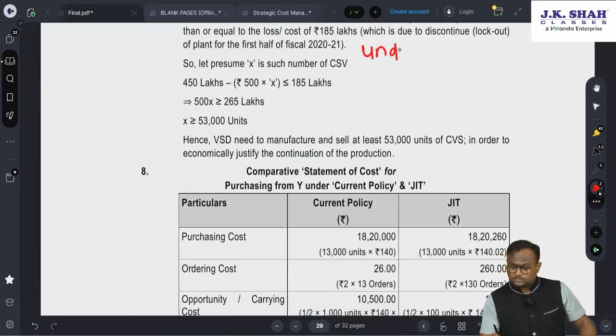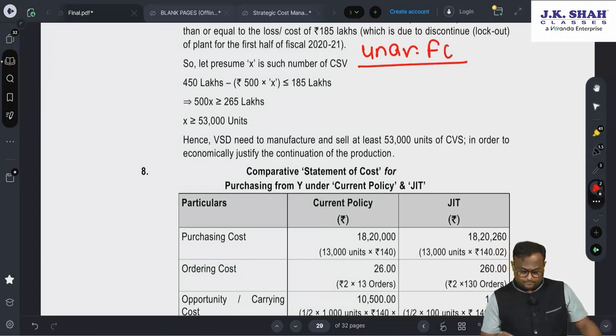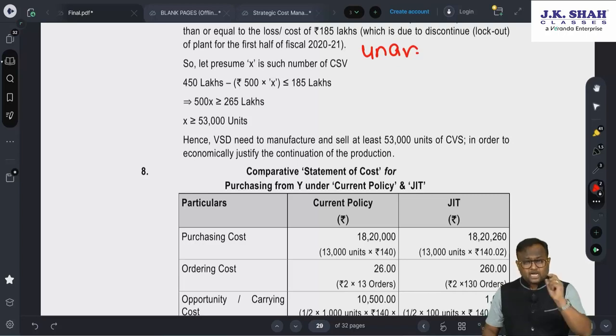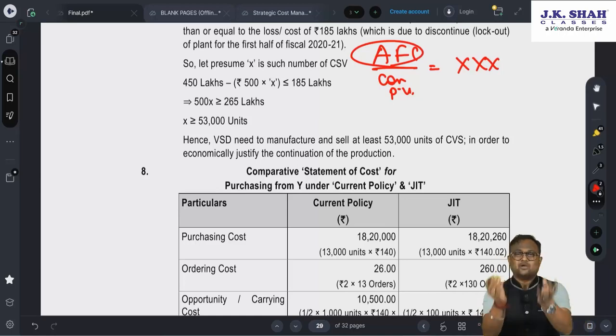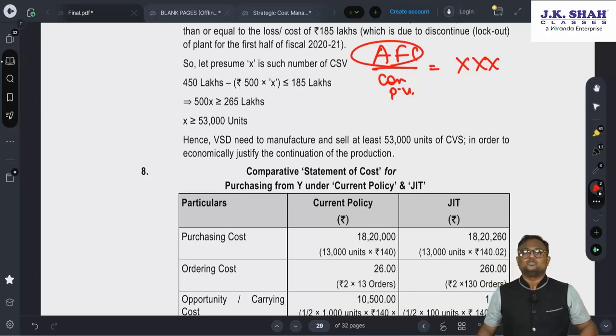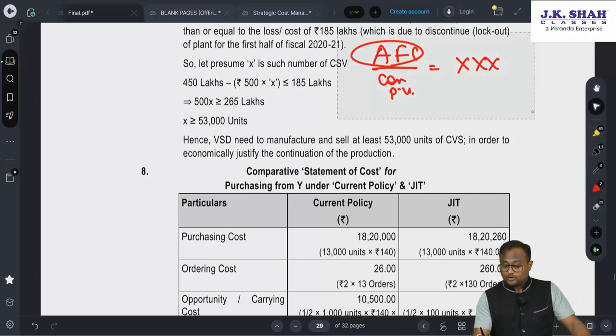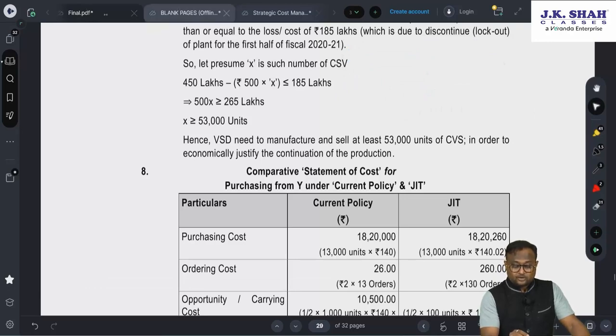That is what they have mentioned in the last part. There is no need to go for this calculation. This is what we had discussed: take the unavoidable fixed cost, which you cannot avoid due to any reason, and remove it from your total fixed cost. You will be left with avoidable fixed cost. So your avoidable fixed cost will be divided by contribution per unit. If you can reach this quantity, that means you are recovering this. Any which way I'm going to lose 185, so at least I'll try to recover something more, 265. That's how the formula is derived. We have calculated it here.